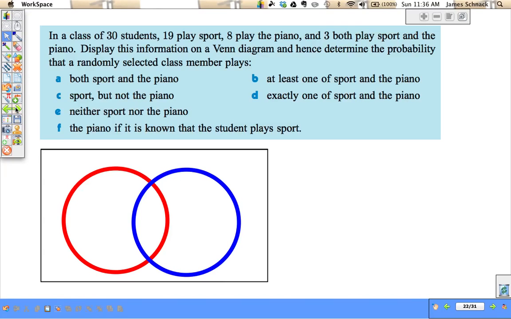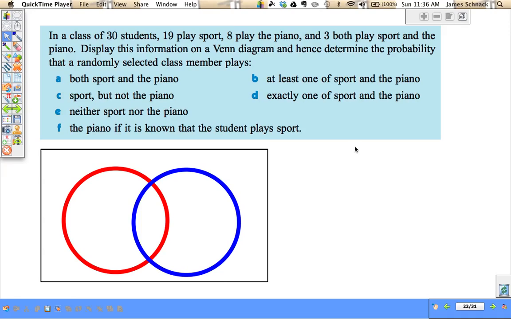So we're going to start simple. We have 30 students, 19 play sports, 18 play piano, 3 play both. Display this information on a Venn diagram and then determine the probability for A through F.